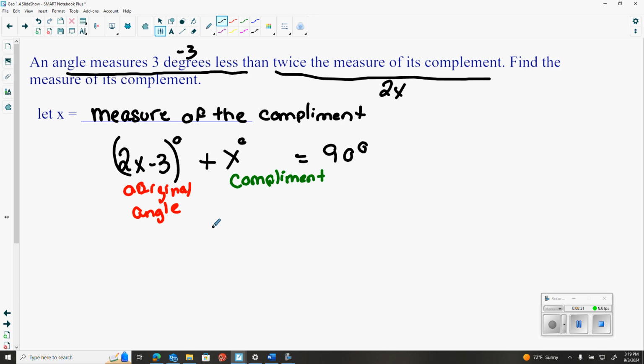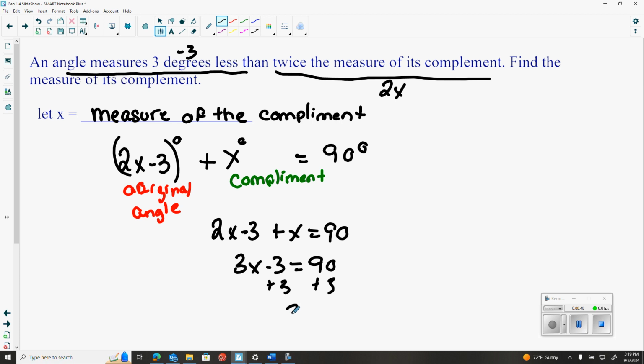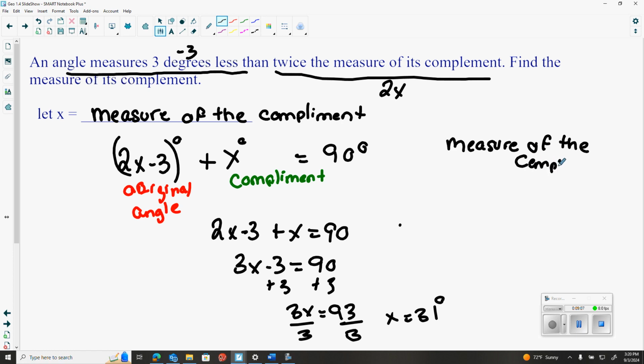So what I'm going to have is 2x minus 3 plus x equals 90 degrees. All right, now I can solve. 2x plus x is 3x, so we have 3x minus 3 equals 90 degrees. Add 3 to both sides: 3x equals 93. Divided by 3, x is going to equal 31 degrees. That means that the measure of the complement is 31 degrees.